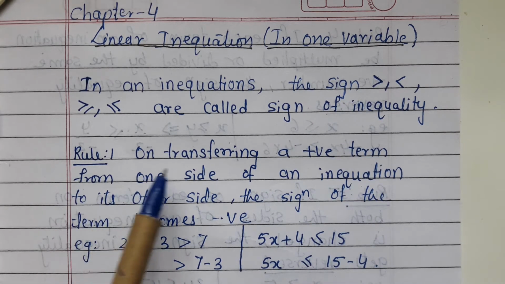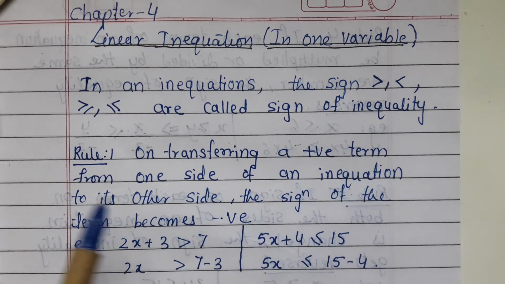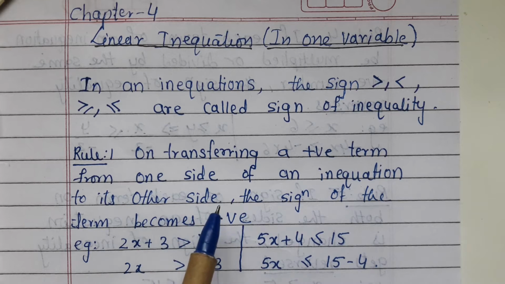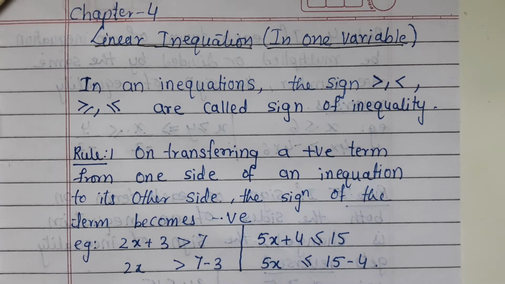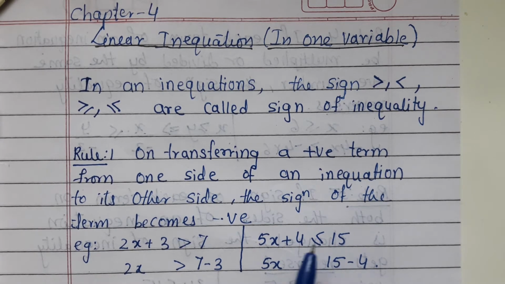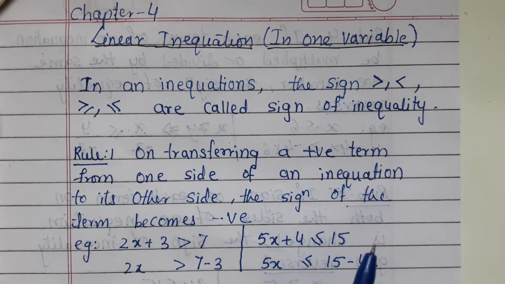First rule. On transferring a positive term from one side of an inequation to its other side, the sign of the term becomes negative. Example, 2x + 3 > 7. When you transfer it to the right hand side, +3 will become -3. Second example, 5x + 4 ≤ 15. When you transfer +4 to the right hand side, it will become -4.